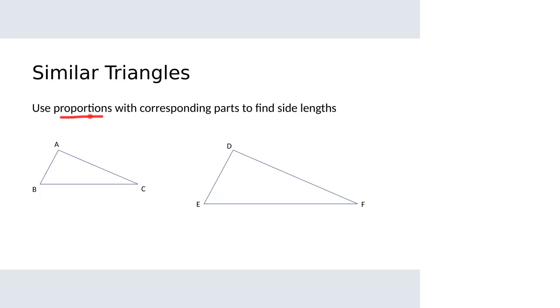What we're going to do is use a proportion along with, and this is an important word for us, corresponding parts to find missing side lengths. What corresponding parts mean is if you look here at side AB in the triangle on the left, that would correspond to side DE in the triangle on the right. Side BC would correspond to side EF, and side AC would correspond to side DF. It's the corresponding sides that are going to help us create relationships between these triangles. They're going to let us find missing side lengths.